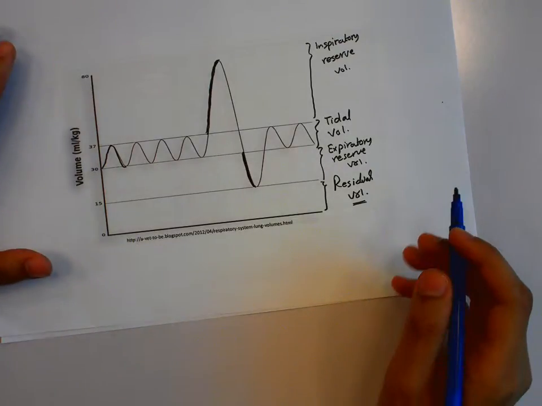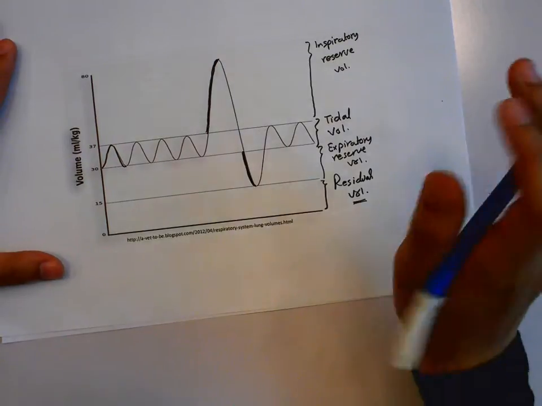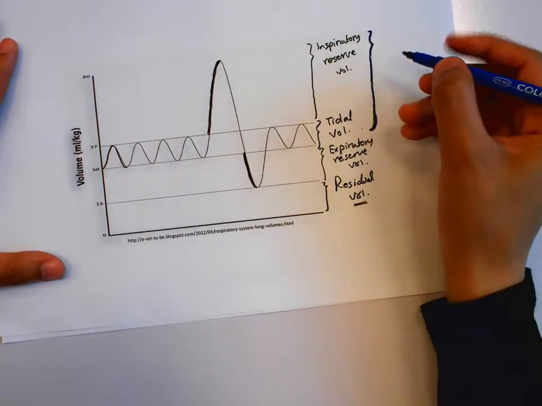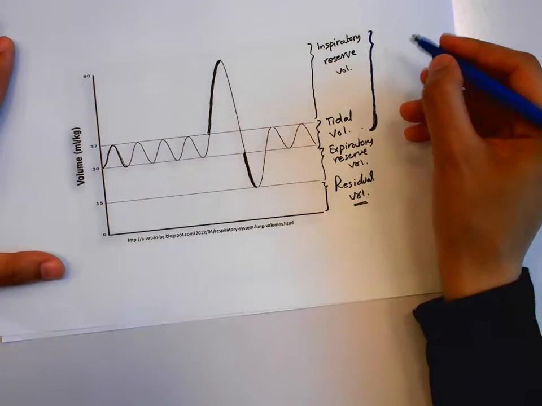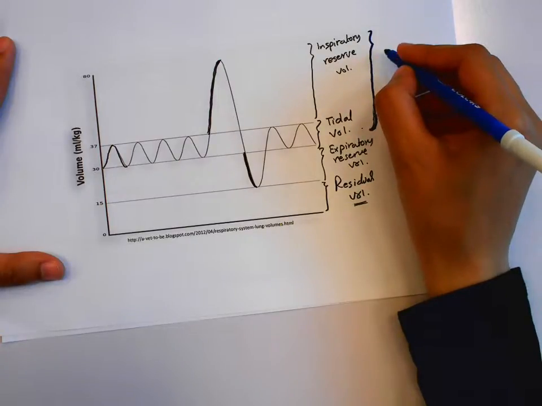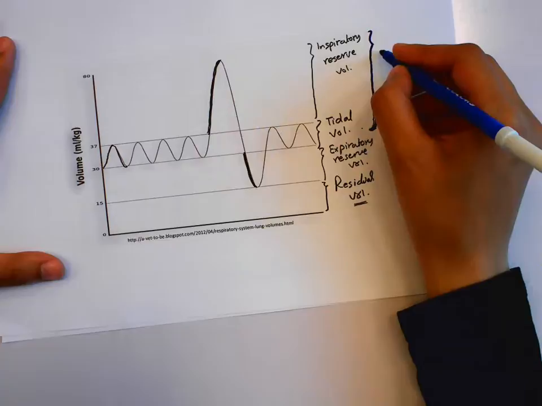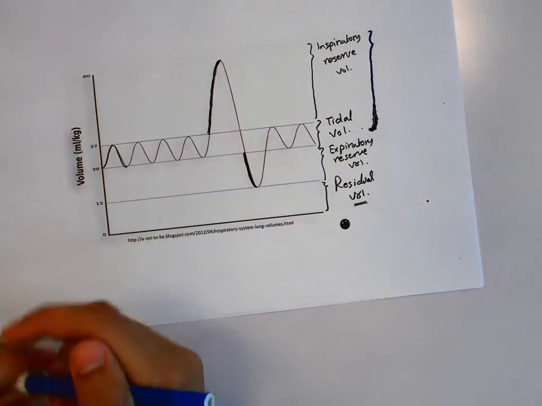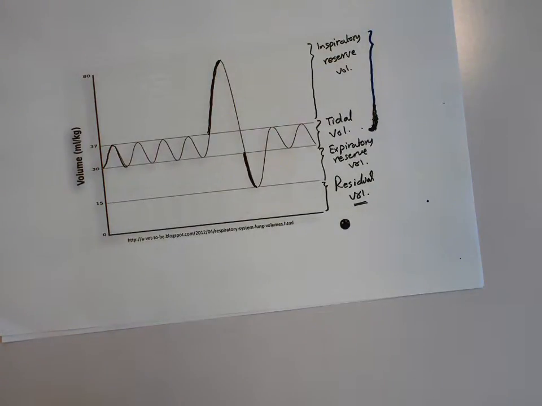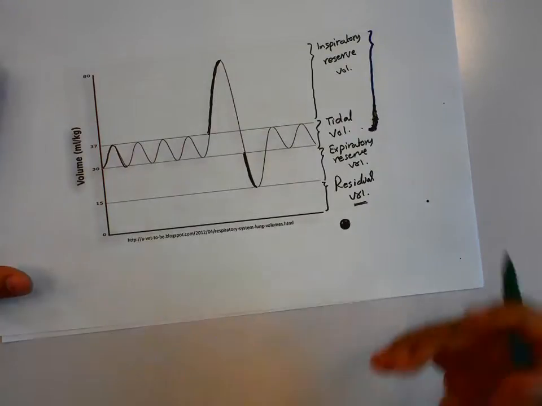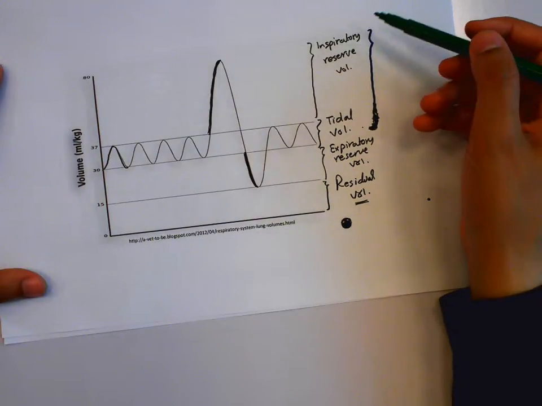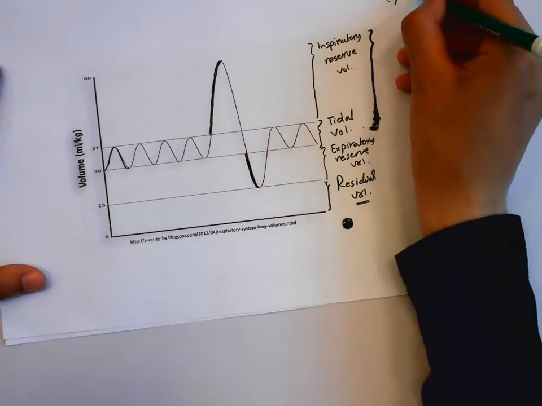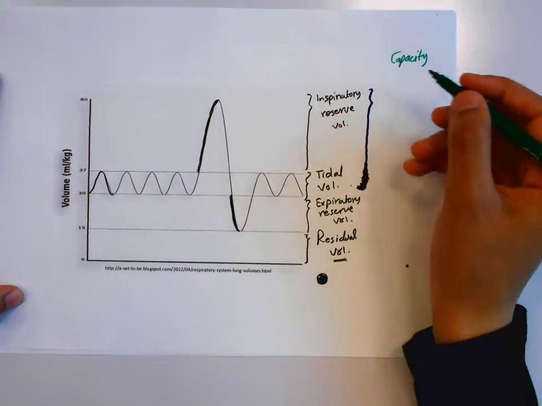There is another thing called lung capacity, and simply, the capacities are the addition of two volumes. If you add the inspiratory reserve volume with the tidal volume, you will get something called inspiratory capacity. There is another important thing called lung capacity. What is the capacity?